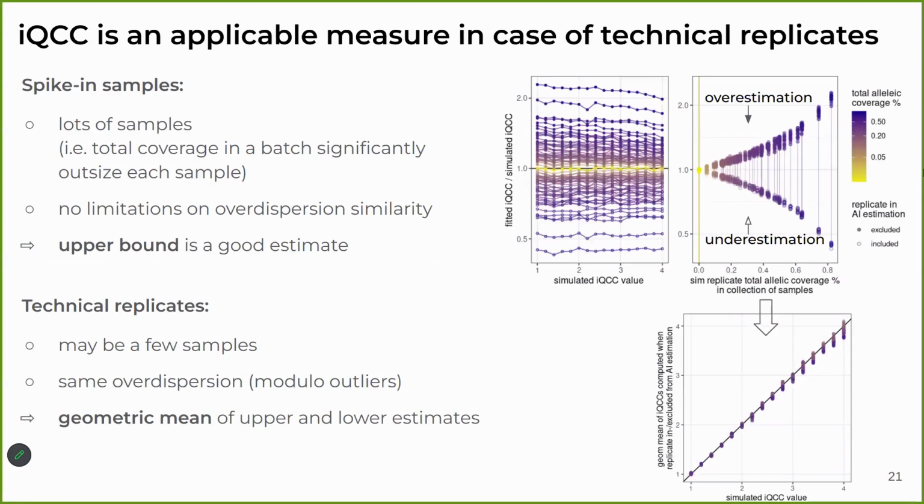This model allows us to perform a tweak in case of a small number of samples, which is the usual situation for technical replication. When we have lots of samples and each of them has a small relative library size, the upper estimate will be close to the precise one, and no additional steps are needed. And if we're working with technical replicates, the precise estimate may be computed as the geometric mean of under and overestimated IQCC values.